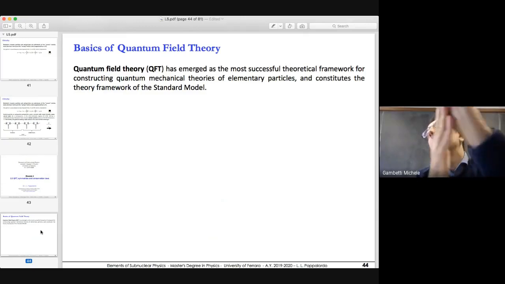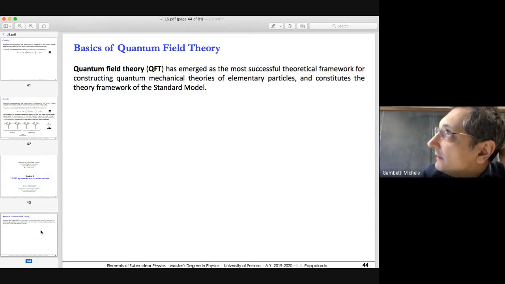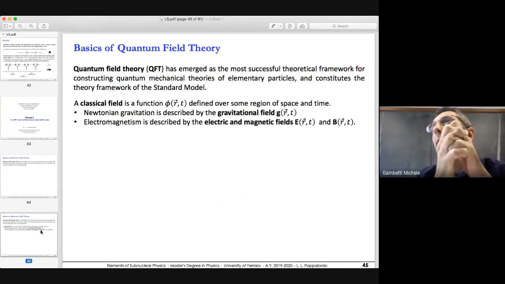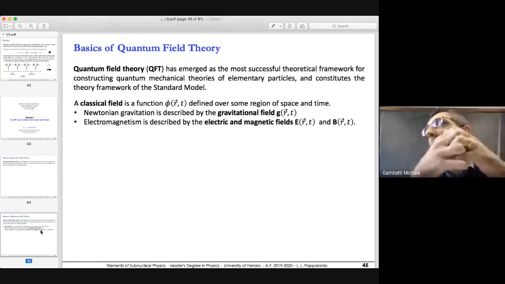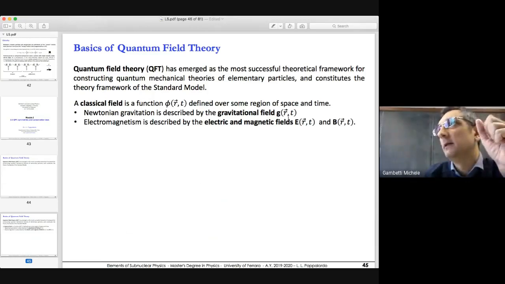So the quantum field theory has emerged as the most successful theoretical framework for constructing quantum mechanical theories of elementary particles, and in fact it constitutes the theoretical basis of the standard model of particles and interactions, as we studied. Now, what is in general a classical field? A classical field, as you know, is a function of coordinates and time, which is defined over some region in space and time. We have two major examples here: the Newtonian gravitational field, g(r,t), or the electromagnetic, electric and magnetic, field. They are all classical fields.